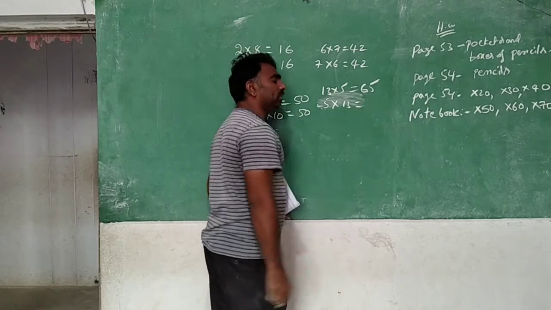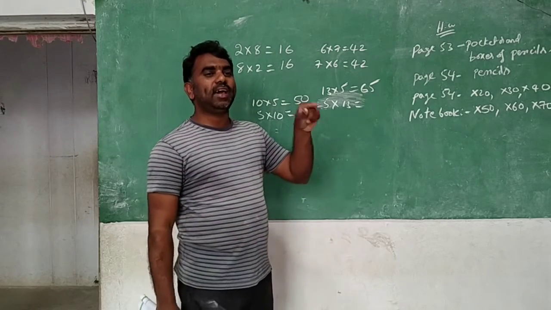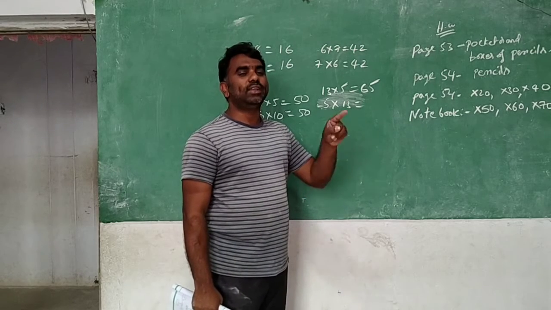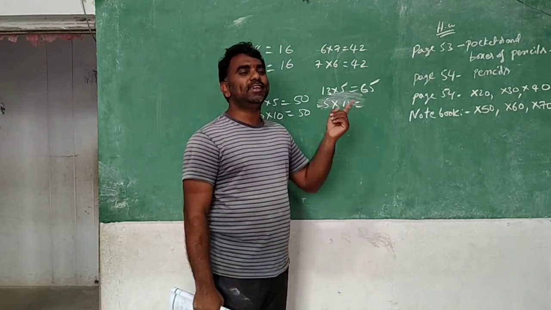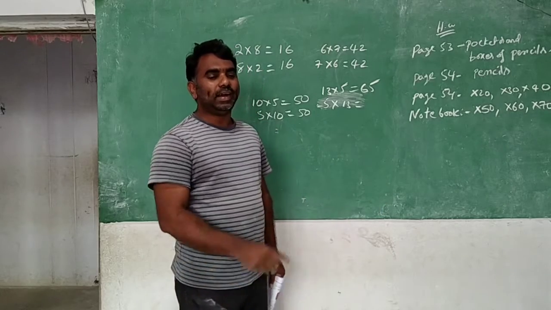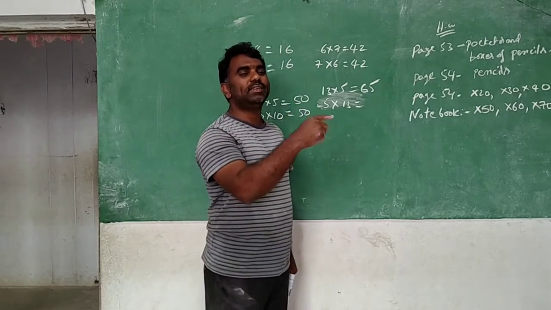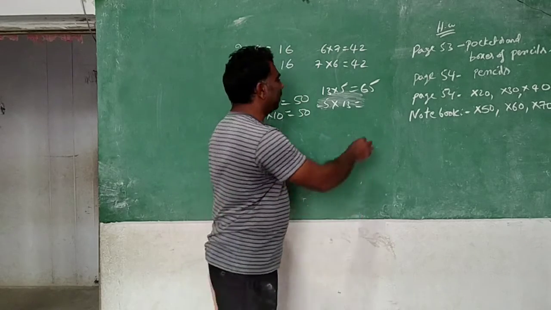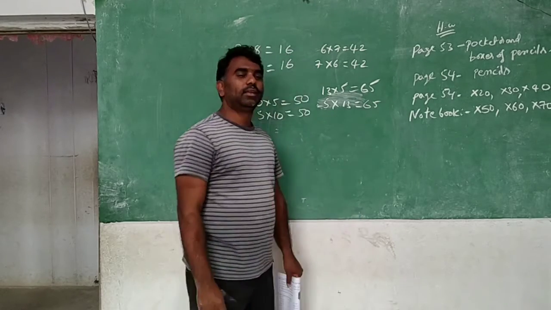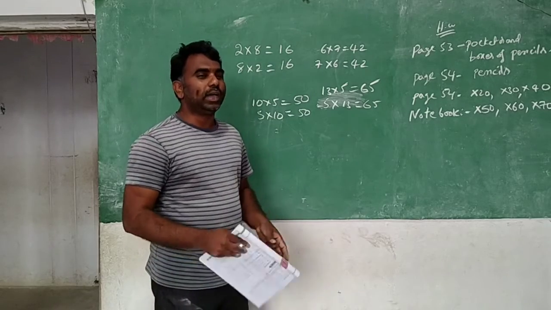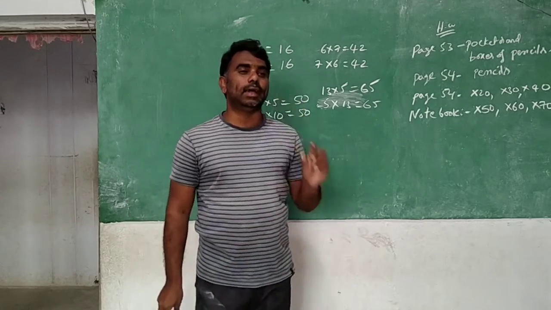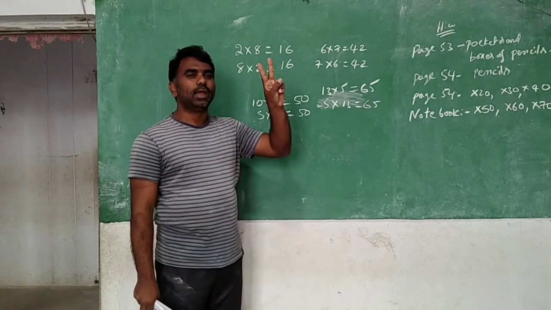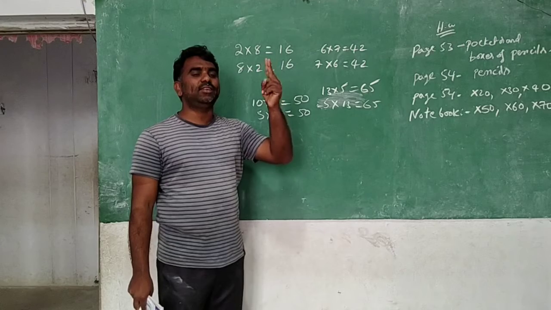5 into 13: 5 10s are 50, 5 11s are 55, 5 12s are 60, 5 13s are 65. So okay, you have done it. Observe one thing here. I multiplied 2 and 8 like this, and afterwards I exchanged the places like this.